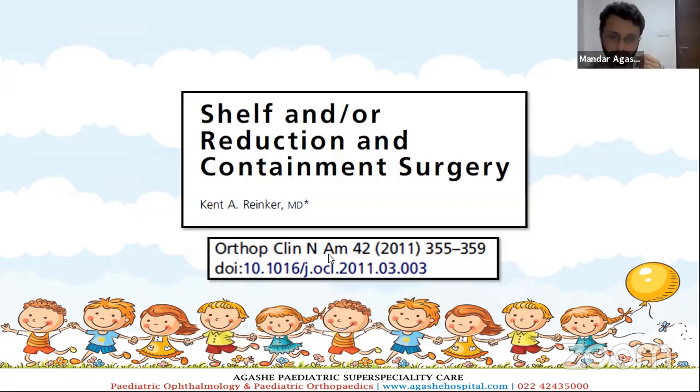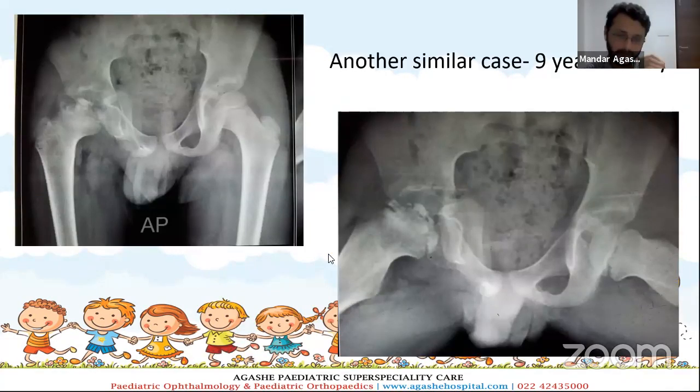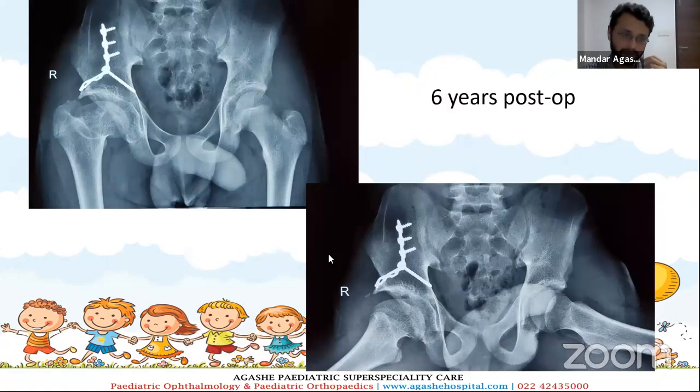Again, there has been some literature about this. Another similar case with an extruded head. This was one of the first cases which I did with Dr. Alric. This is a 6-year post-op. Again, a Stulberg 3 hip. I think a shelf, which in our scenario we use for heads which are extruded and in which we can't do anything else, is what we reserve our shelves for.